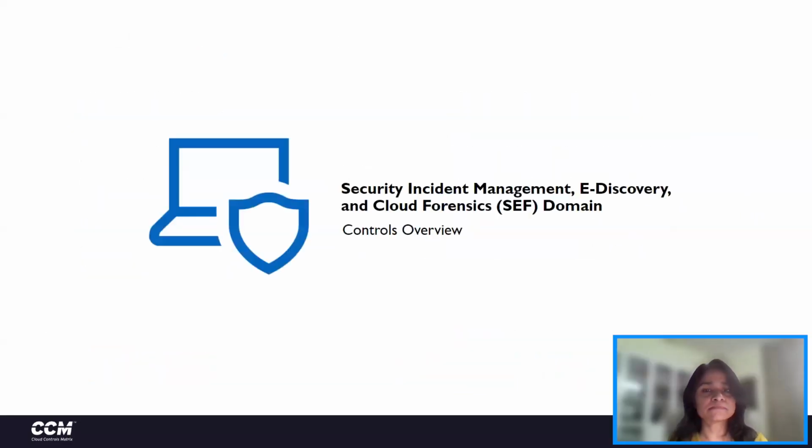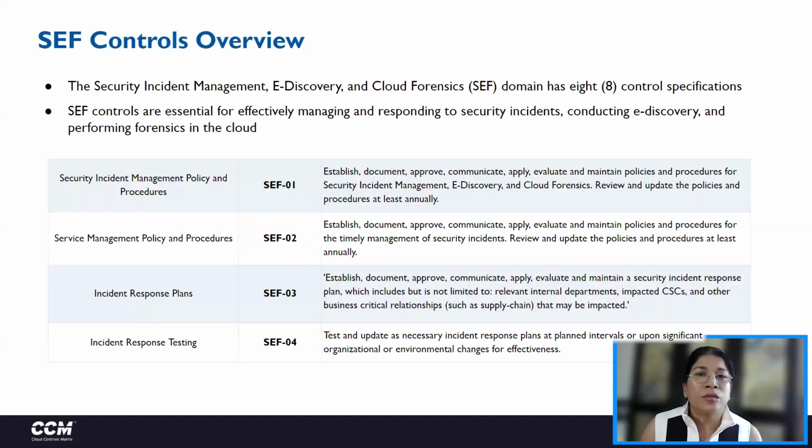Now moving on to the next slide, Alana, can you share some top risk controls in the SCF domain? Yeah, so there are 8 controls in the SCF domain, all of which can be used to address various risks with security incident management, e-discovery, and cloud forensics. The first two address policy and procedures with the requirement to update the policy and procedures at least annually. The remaining are mostly technical controls.